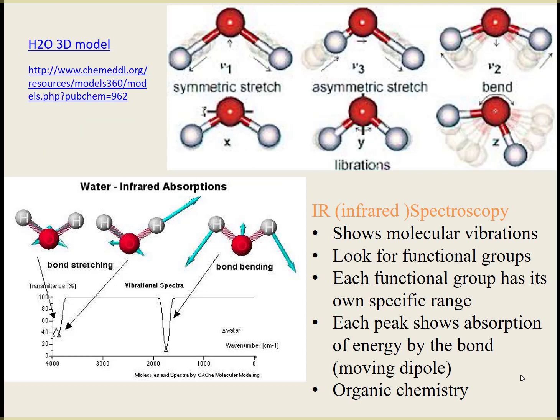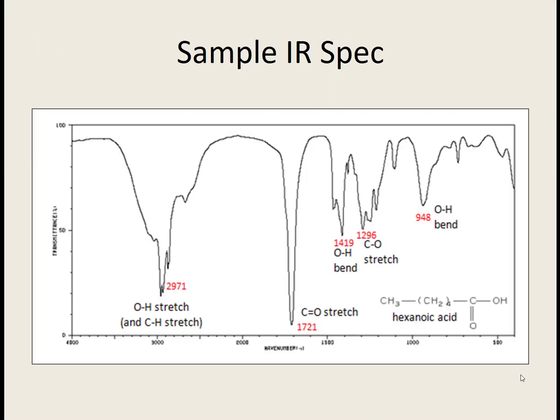These bonds are not still, they stretch and they bend. So when you look at a molecule, IR or infrared spectroscopy, you can get these little wiggle peaks right here. And from them you can determine what molecule you have if you have a sample. Let me show you one of those. So this is a sample IR spec.